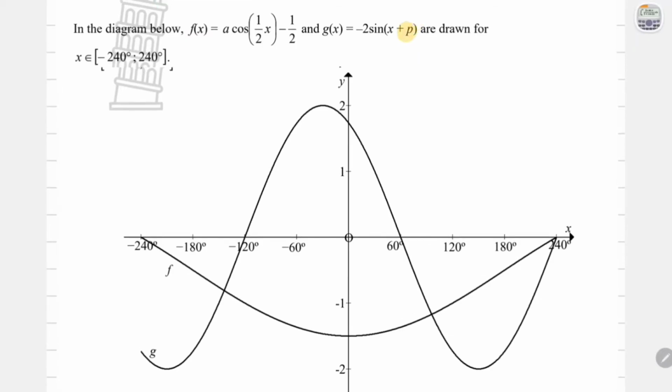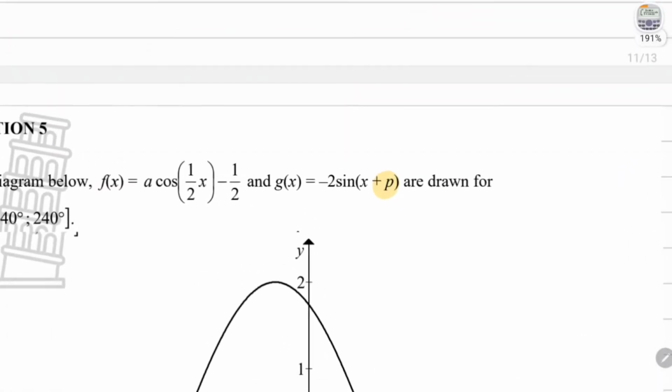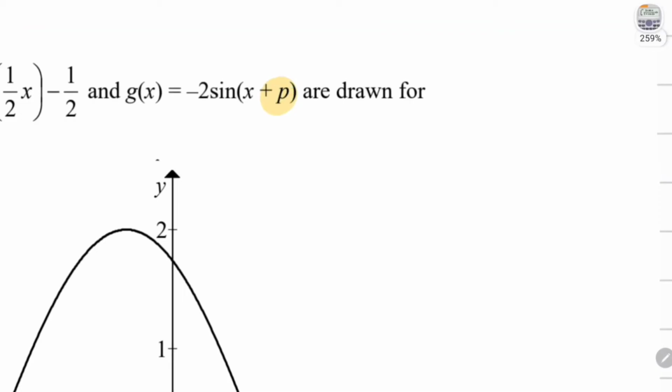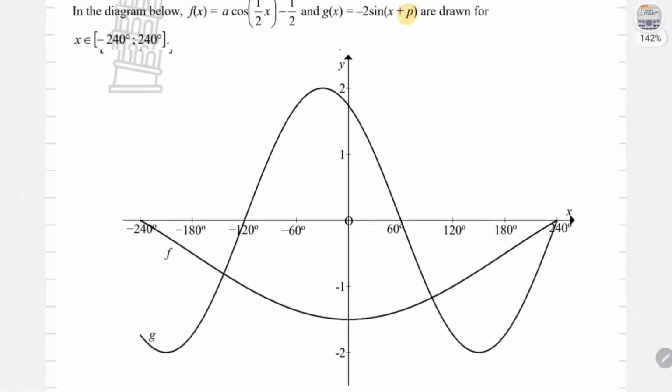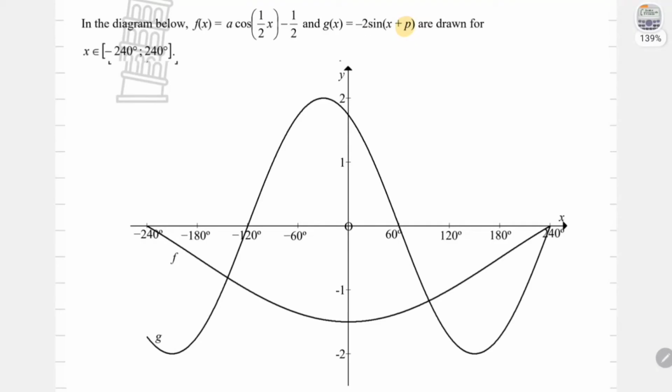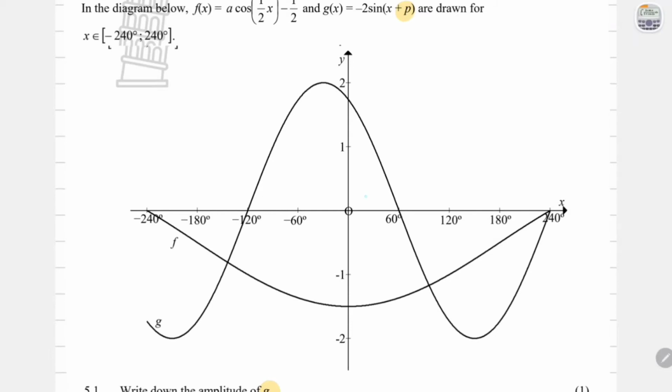So let's try to find P. So you see that you have x plus P, right? So P could either be a positive or a negative number. And what's going on is that this graph is shifting either to the left or to the right. So let's look at our sine graph. First of all, you have -2 sine. Okay, so that is already a big thing. So let's look at what the original function of sine would look like. The original function of sine would look like this.